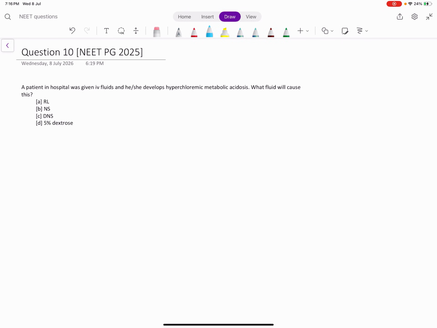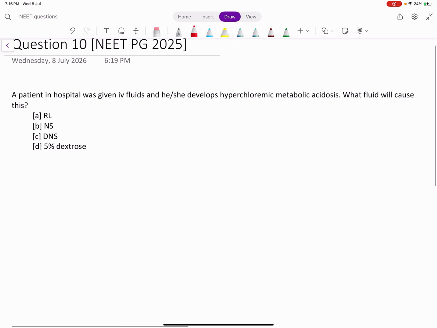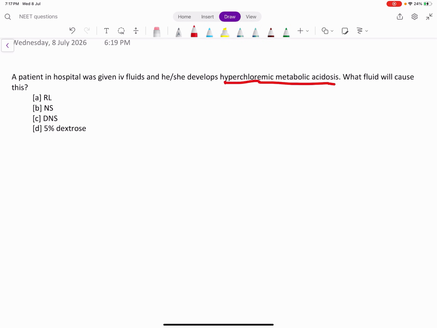Coming to question 10 of the previous year NEET question series 2025. A patient in hospital was given IV fluids and develops hyperchloremic metabolic acidosis. What fluid will cause this? In one of our previous videos we were discussing Ringer lactate.